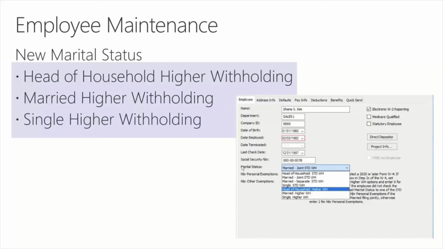Also, what happened around payroll for employee maintenance, the new drop-down options of head of household higher withholdings, married higher withholdings, single higher withholdings. You have all these options now available as well.